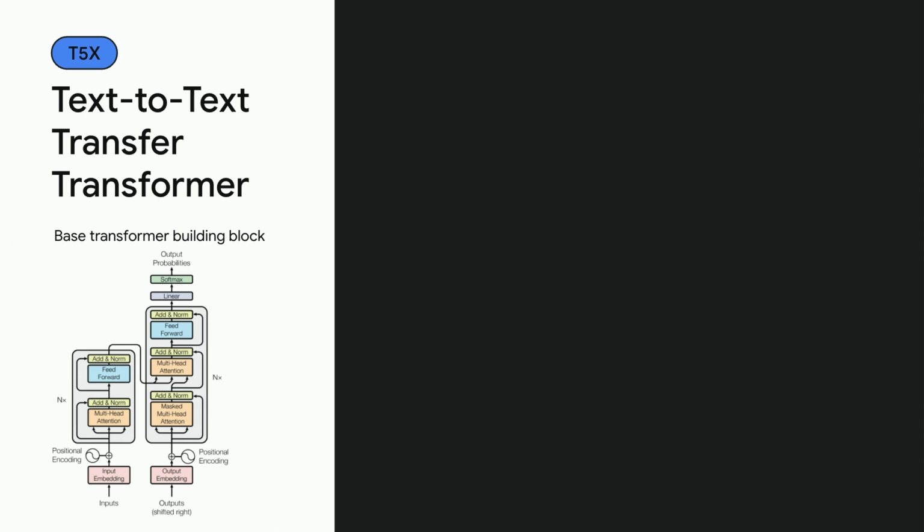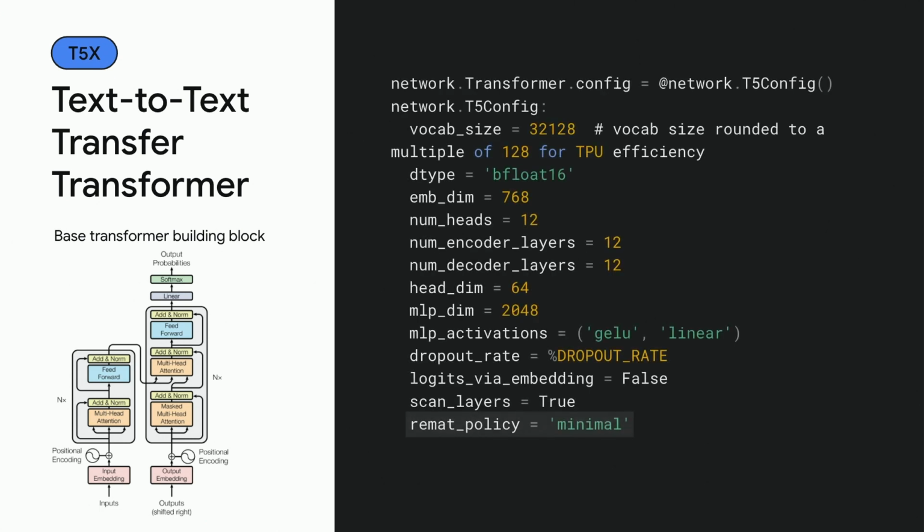This diagram shows the basic encoder-decoder building block, which is stacked to express multiple architectures. And the code snippet shows how these architectures can be expressed as config, defining some of the architectural parameters. Notice also the remat policy in the config that points to the remat trade-off we discussed earlier.